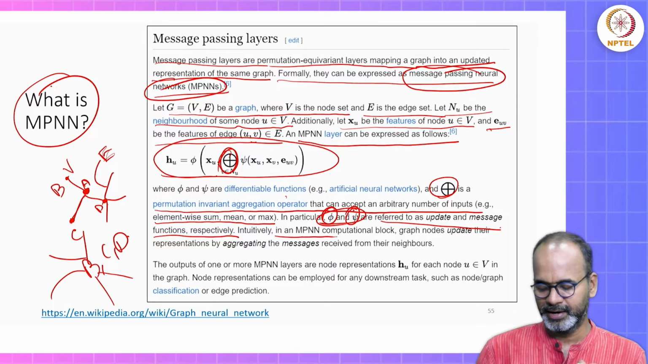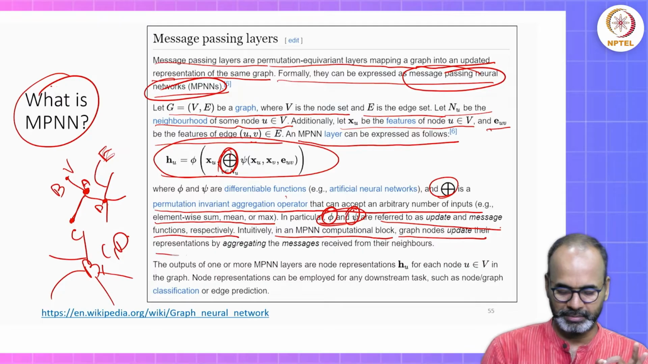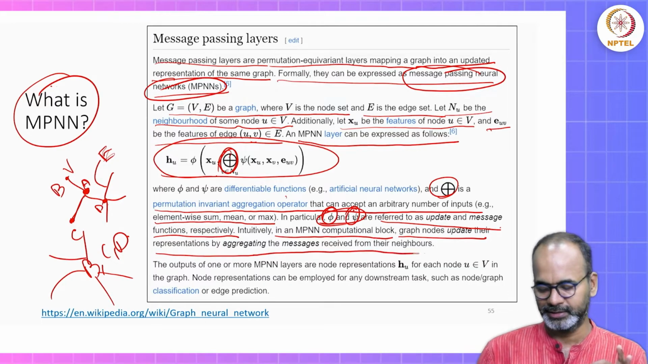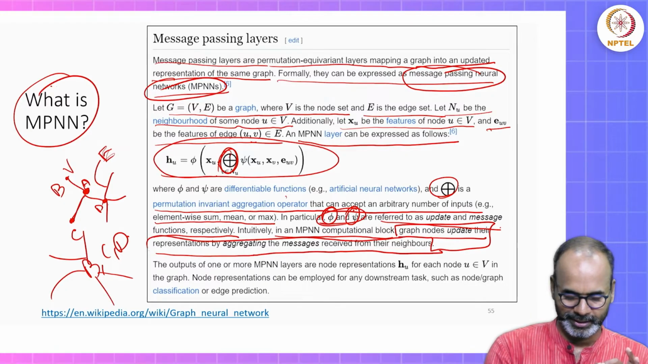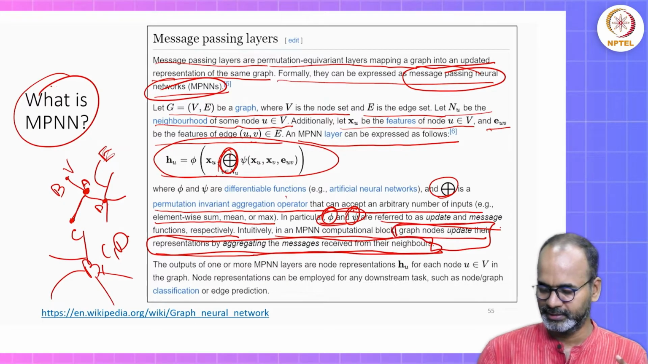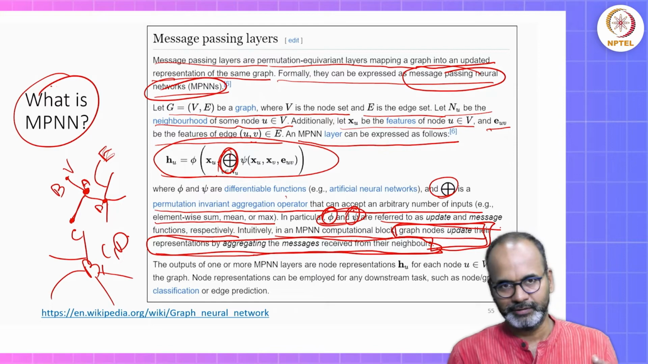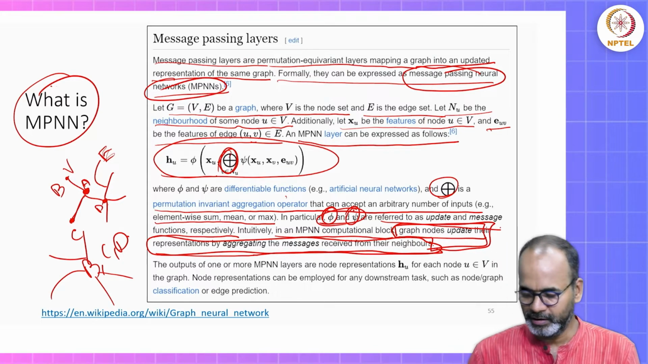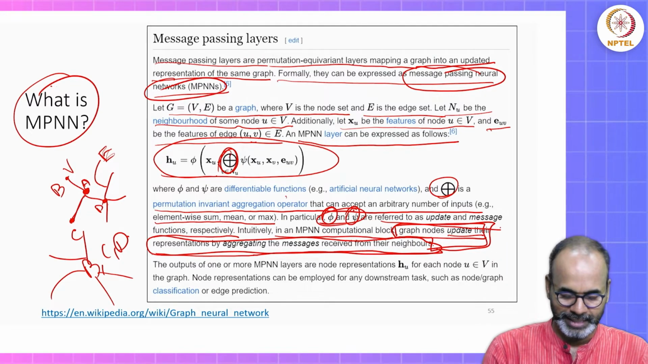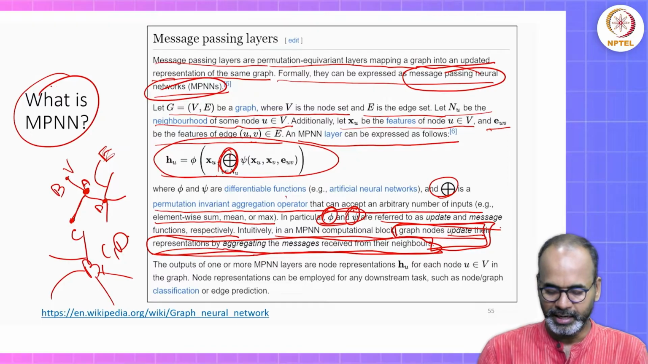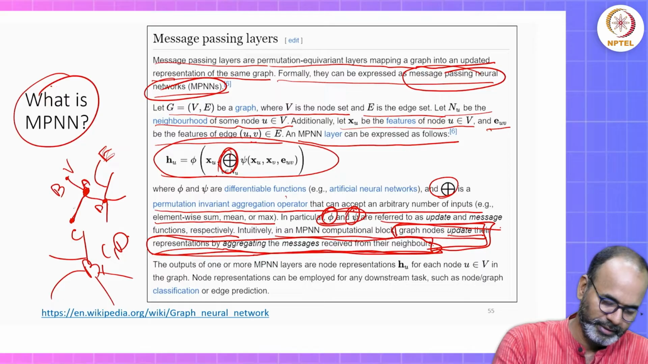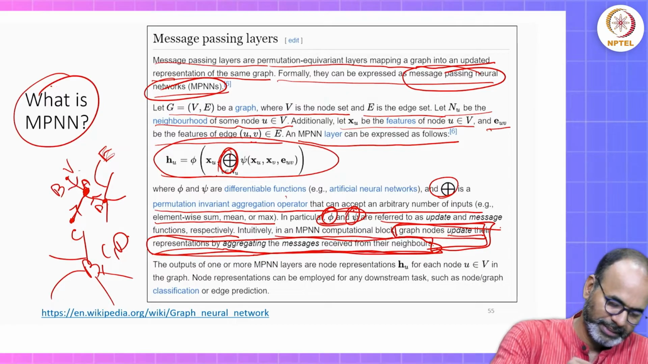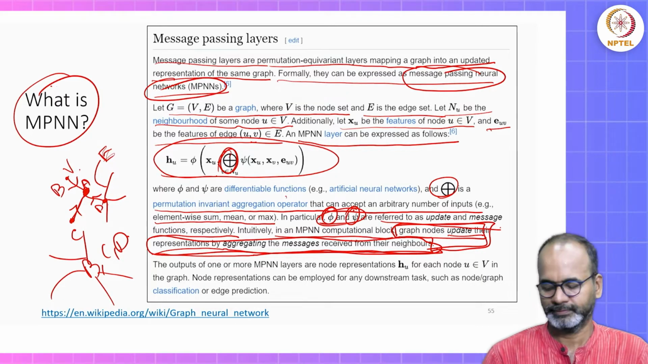In an MPNN computational block, graph nodes update their representation by aggregating the messages received. So essentially, I wanted to get across this intuition, so I brought all of this here. In graphs, graph nodes update their representations by aggregating the messages received from their neighbors. This is getting aggregated by messages received from others.